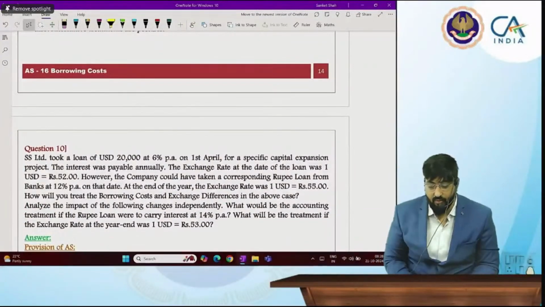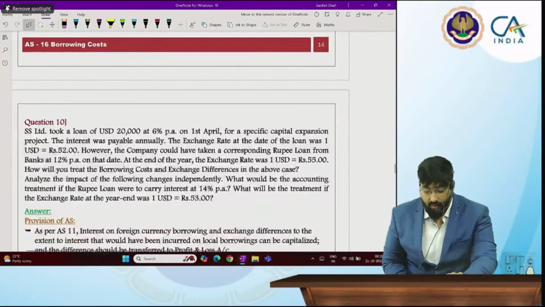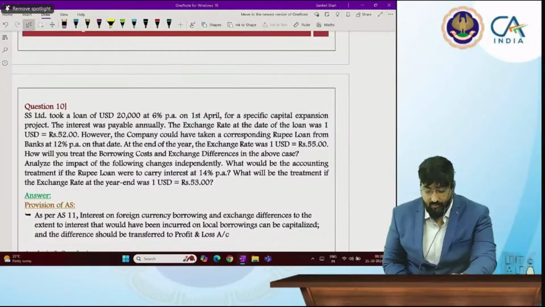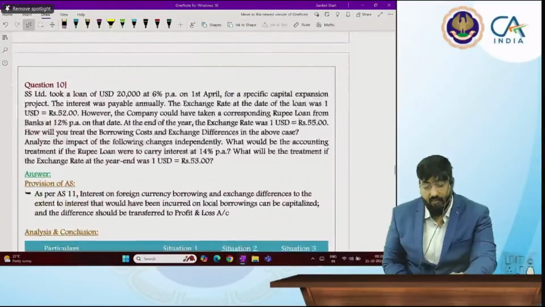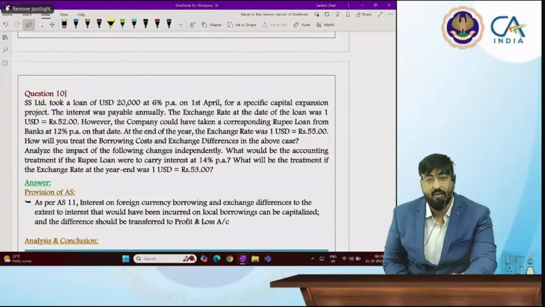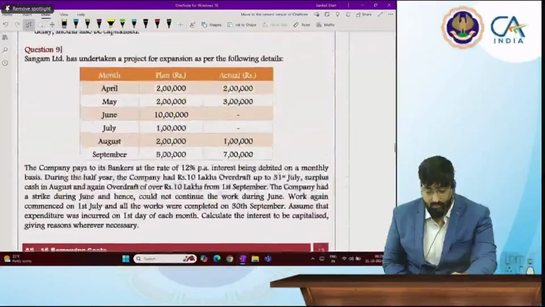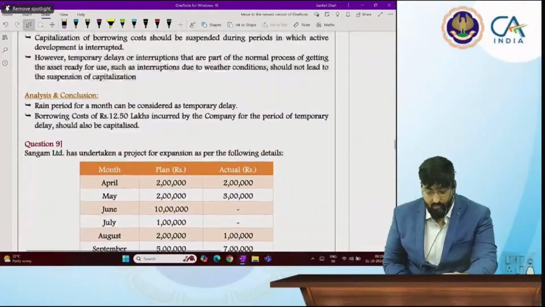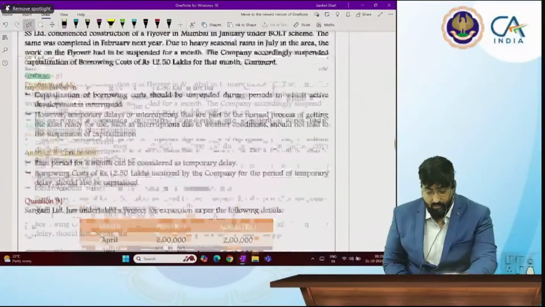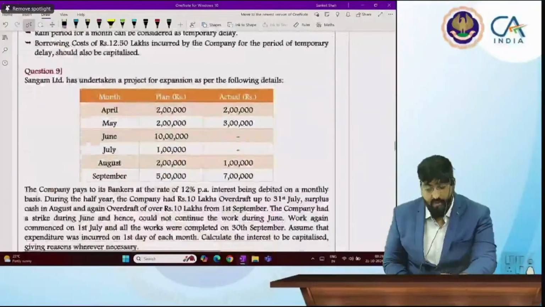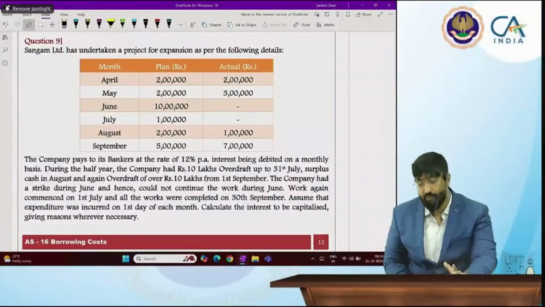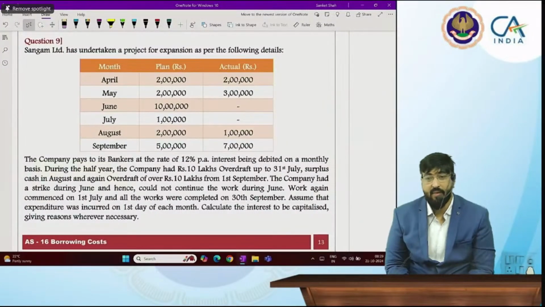Now you can do this question on your own. If different interest rates are given and exchange loss is given, all three different situations in one question. Okay, this is the master question, number 10, but this is similar. You can do this on your own. This number 9 is a very important question. Rachna, read.